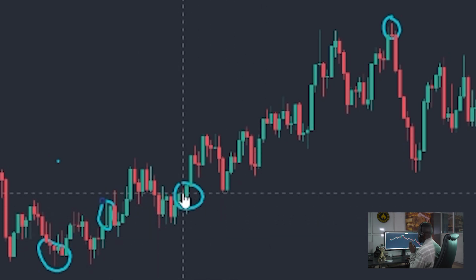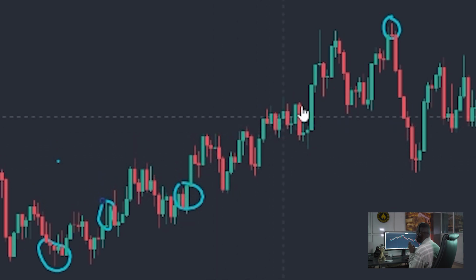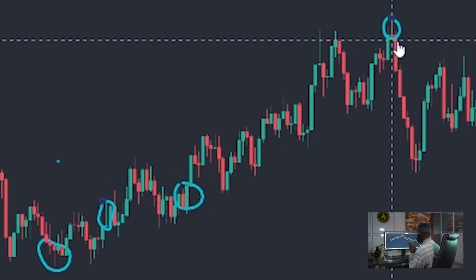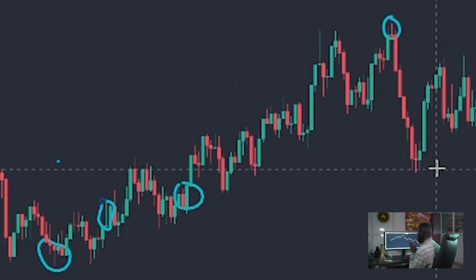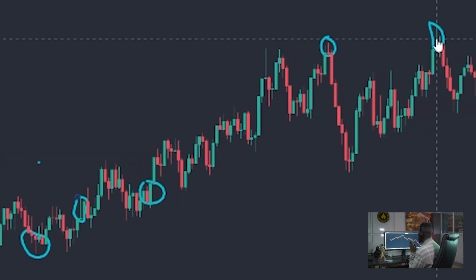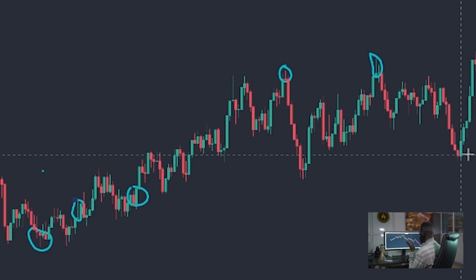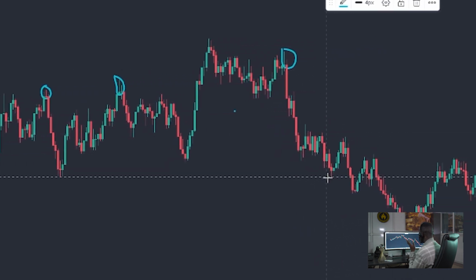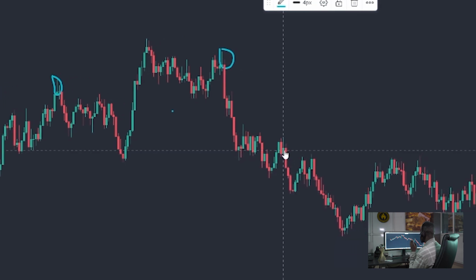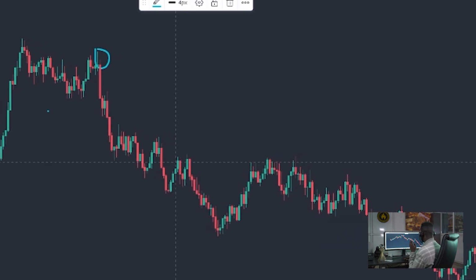So if we look at this one here, this is a bullish engulfing, and as you can see, the market went up from here. So here now we have the shooting star, and what happened after the formation of this shooting star? The market sold heavily. Here again we have the shooting star. What happened? The market sold down to this point. Here again we have the shooting star. What happened? As expected, the market sold heavily. Here again we have the shooting star. The market still sold.